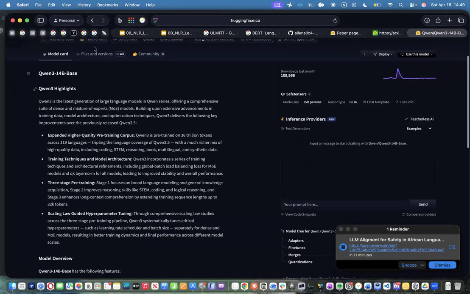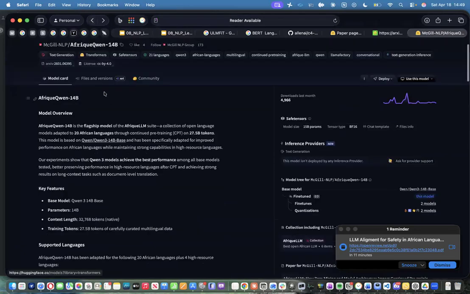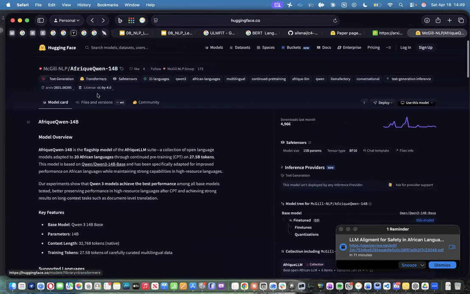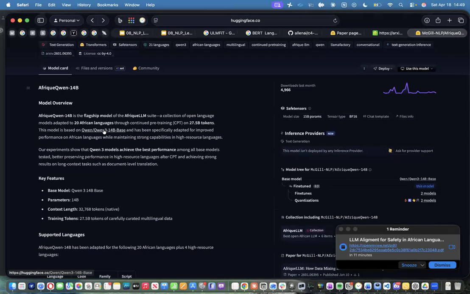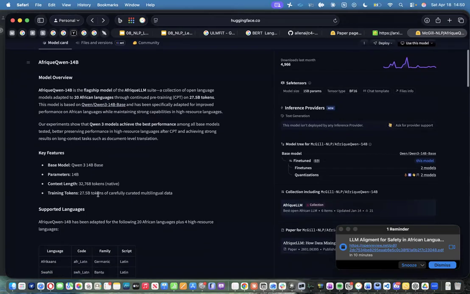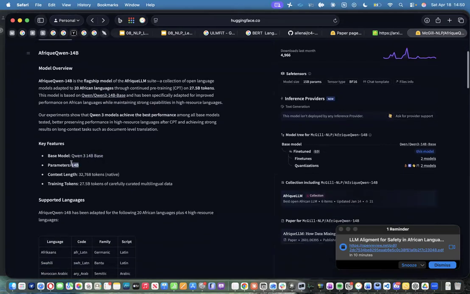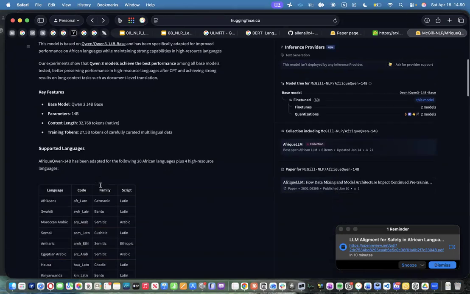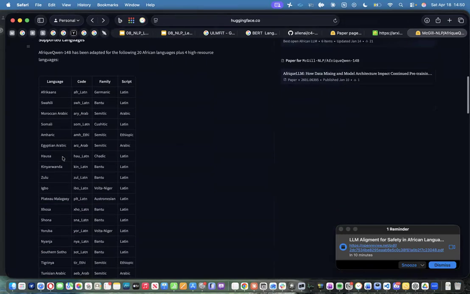So when we look at this African model, built by a colleague's lab, David's lab, what they did is take this Qwen base model and continue training it. As you remember, we said that's what we call transfer learning, right? Transfer learning allows you to continue to learn because this Qwen has a lot of experience, it understands English and many other things, so you can continue training it. You can see the number of parameters, context length, training tokens, and the languages Qwen supports.